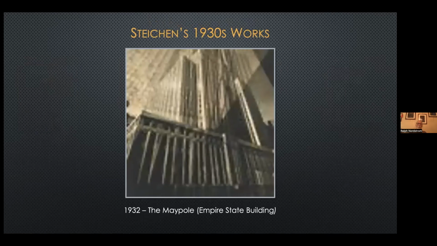Here's Steichen's. Steichen was commissioned to take a picture of the Empire State Building, and he actually did 2 negatives and blended them together, and he thought it would look like a maypole.